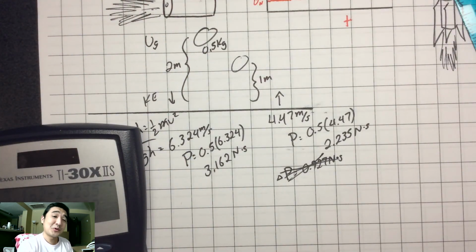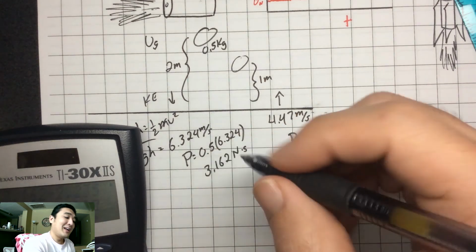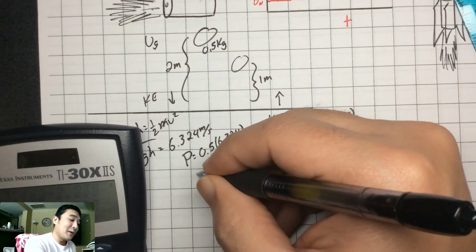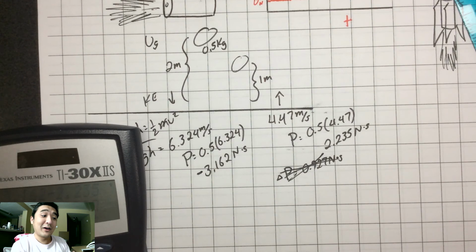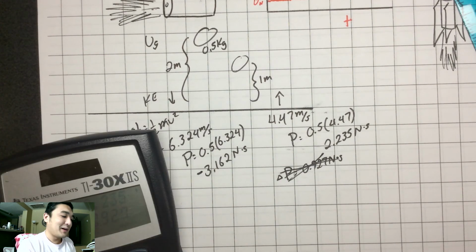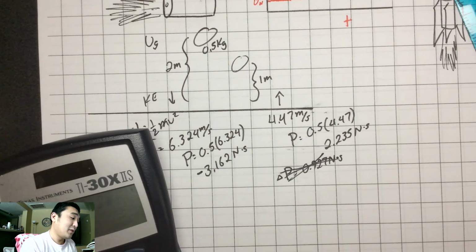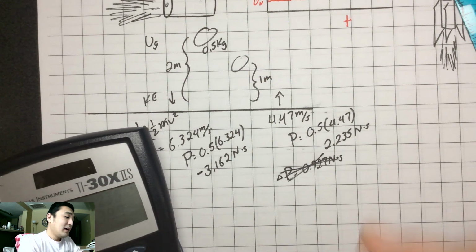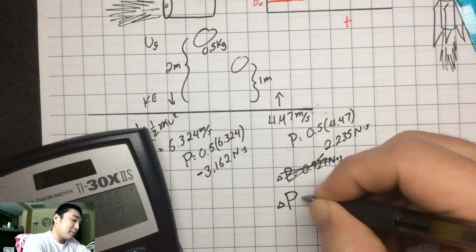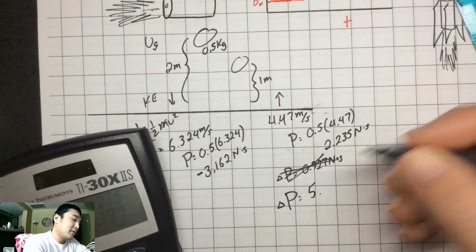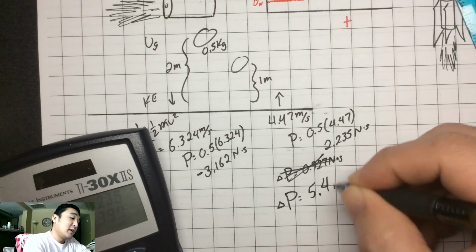So it's not a subtraction of the two. It's a negative coming in and a positive going out. You got to add the two totals together. So a minus minus is a plus. So 3.162 plus 2.235. The total change in momentum is 5.4 Newton seconds.